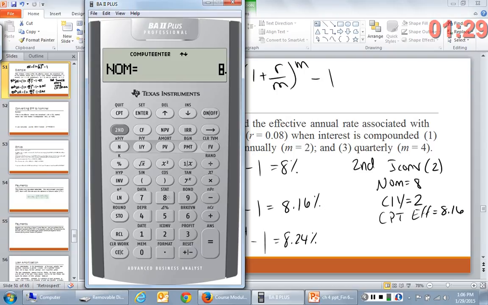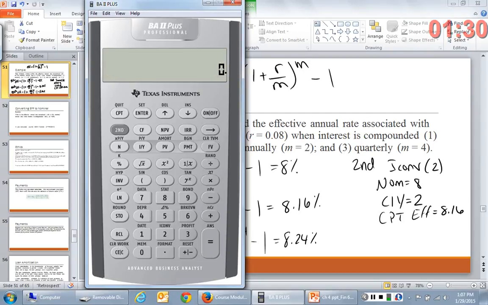We'll enter in our nominal rate. It's 8%, so 8 and enter. You push the down arrow, the up arrow. It asks for the compounding periods per year. So you enter in 2, enter, the up arrow, and you push compute for your effective rate, and you get 8.16.